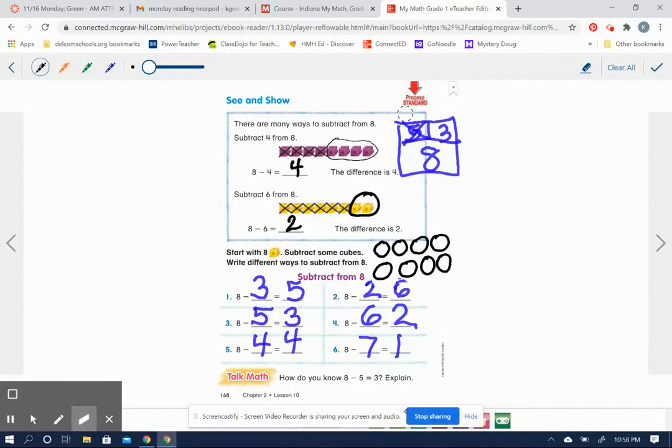Or if we have 5 and 3, 8 minus the 3 is going to equal the 5. Because again, we're using these 3 numbers that are all in the same family, so they're related. 8 minus 3 equals 5, or 8 minus 5 equals 3.